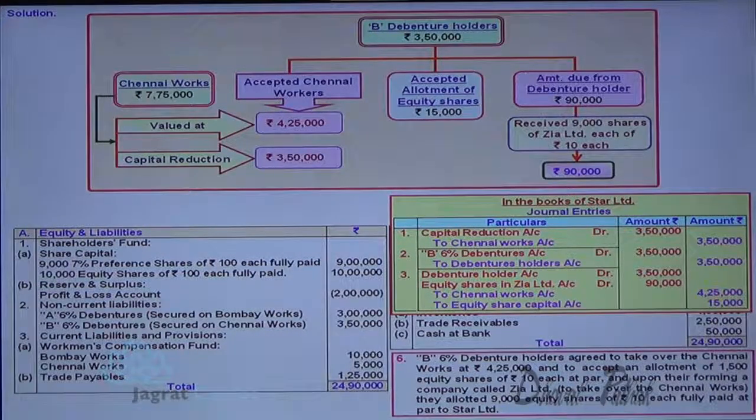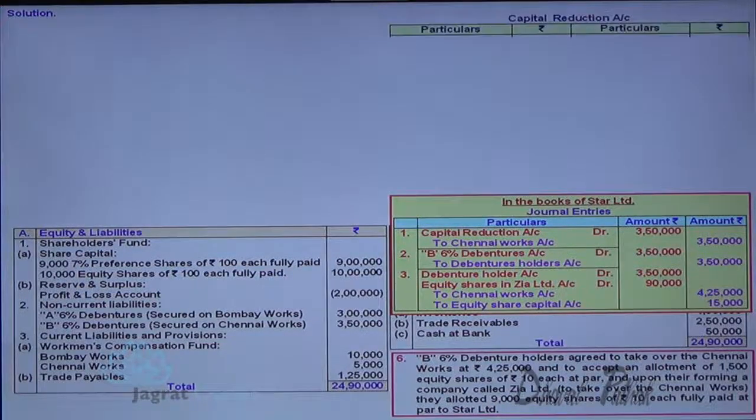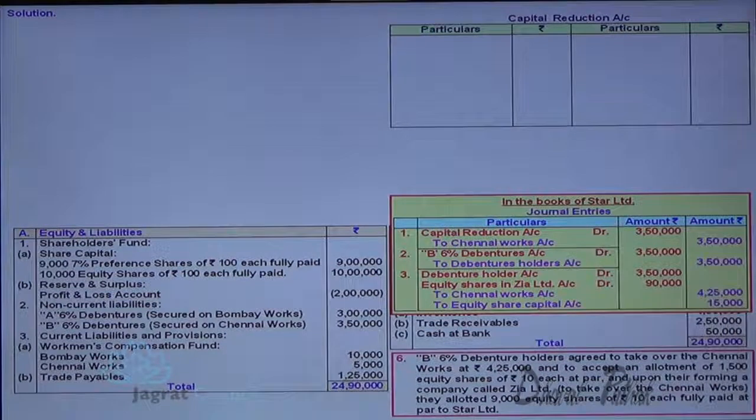Now in light of this, these three journal entries are recorded for point number 6. Notice it, because I wanted to take care of the important point first of all. Now I proceed with the sum. Here I am going to prepare the capital reduction account. In these entire 3 transactions, capital reduction account is debited with 3,50,000. Capital reduction account debit to Chennai Works account credit. I am not required to prepare the balance sheet after recording the journal entry. I am required to record only the journal entry. So I just prepare the capital reduction account only.